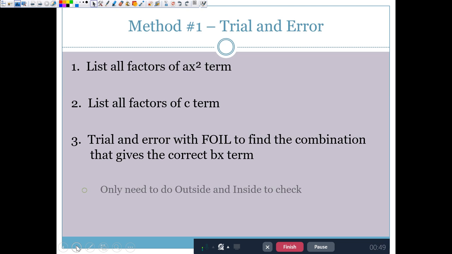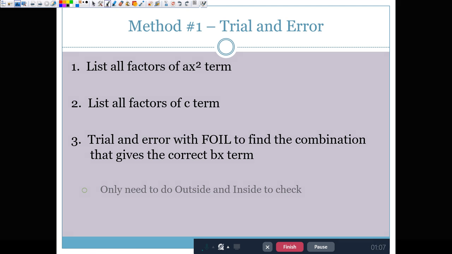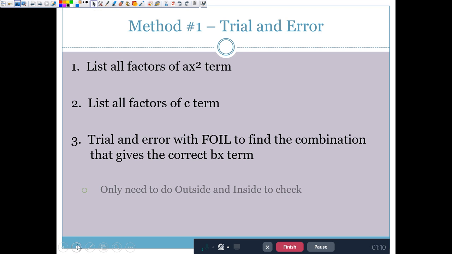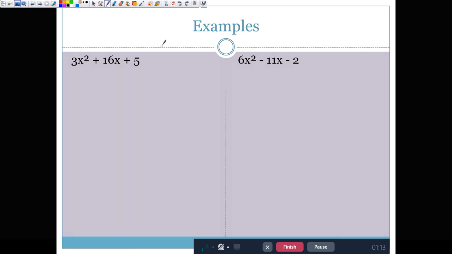So basically what we do is that we find all the factors of ax squared and all the factors of c. Then we're going to use trial and error with FOIL to find the combination that gives you the correct bx term. All that we have to do is outside and inside, okay? So I need to find all my factors of 3x squared and 5. So 1 times 3, and these both have x's, and 1 times 5. Okay?